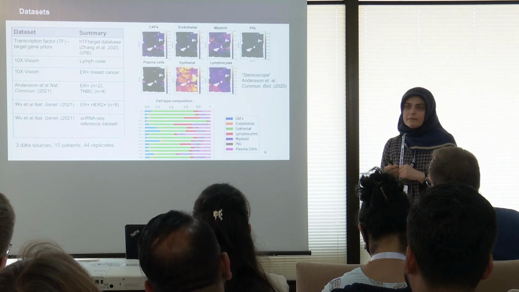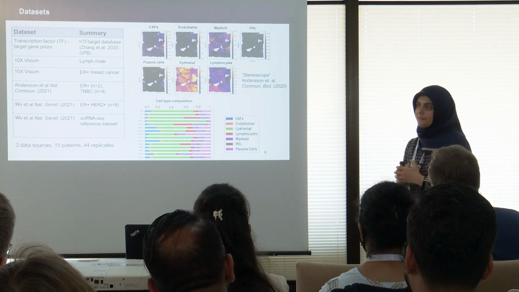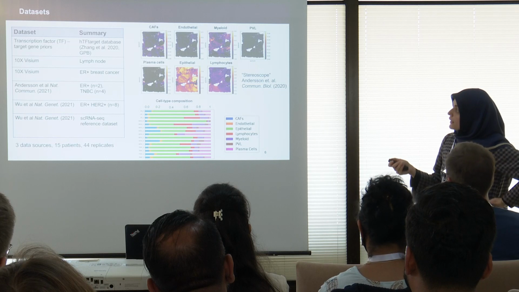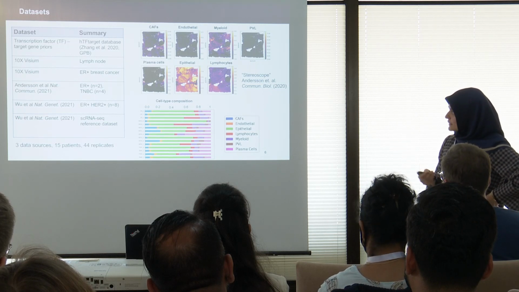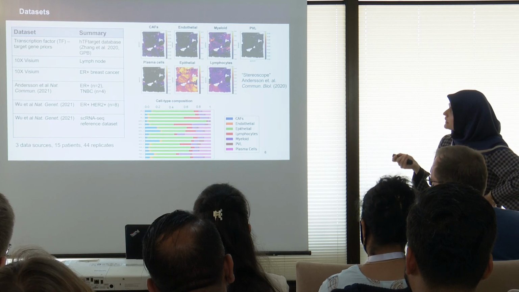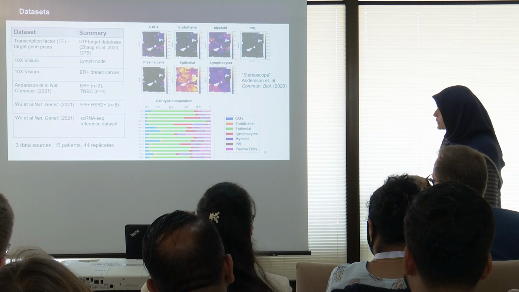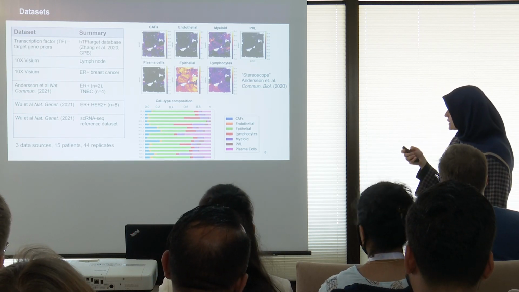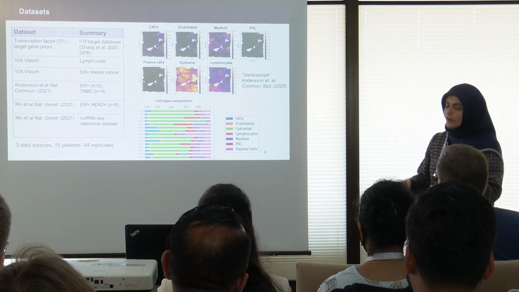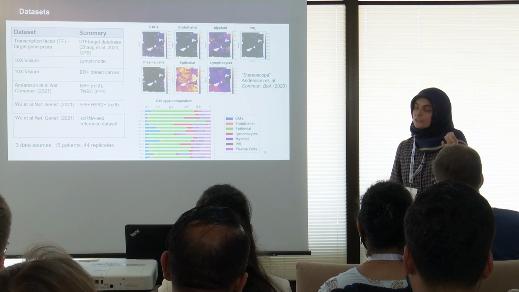We use publicly available spatial transcriptomic data sets from lymph node as well as from breast cancer patients to show the effectiveness of this approach. And we use the HD target database for curating this transcription factor target gene prior. There are many deconvolution approaches, but here we are using a statistical approach for inferring the cell type abundances for each spot.